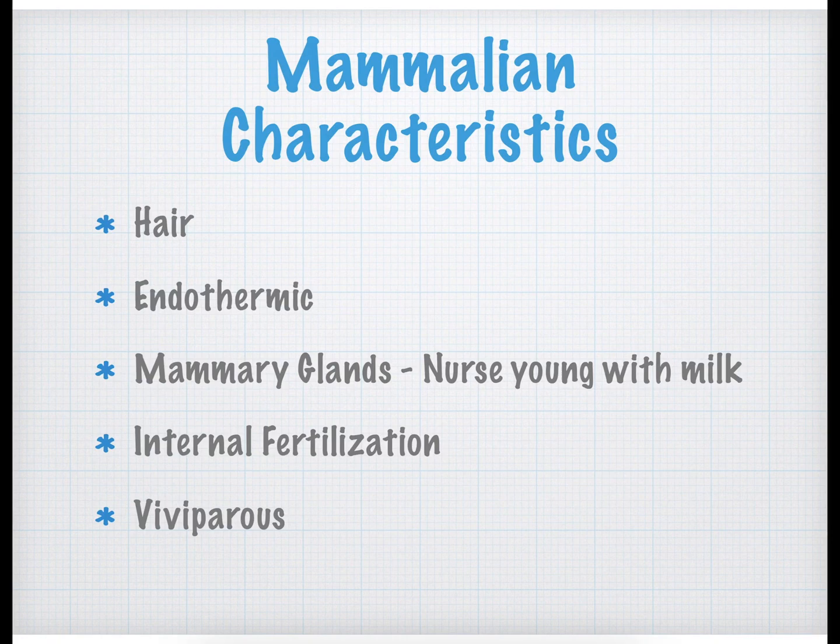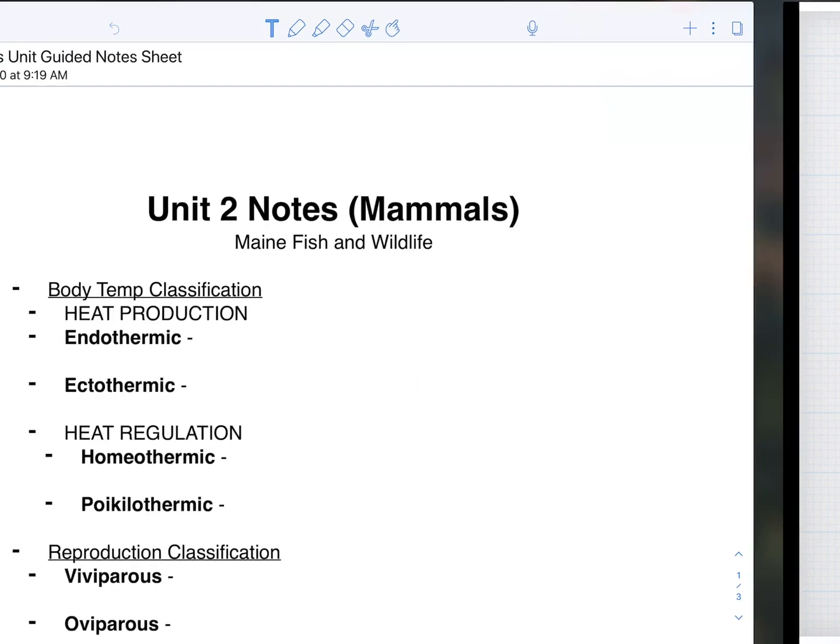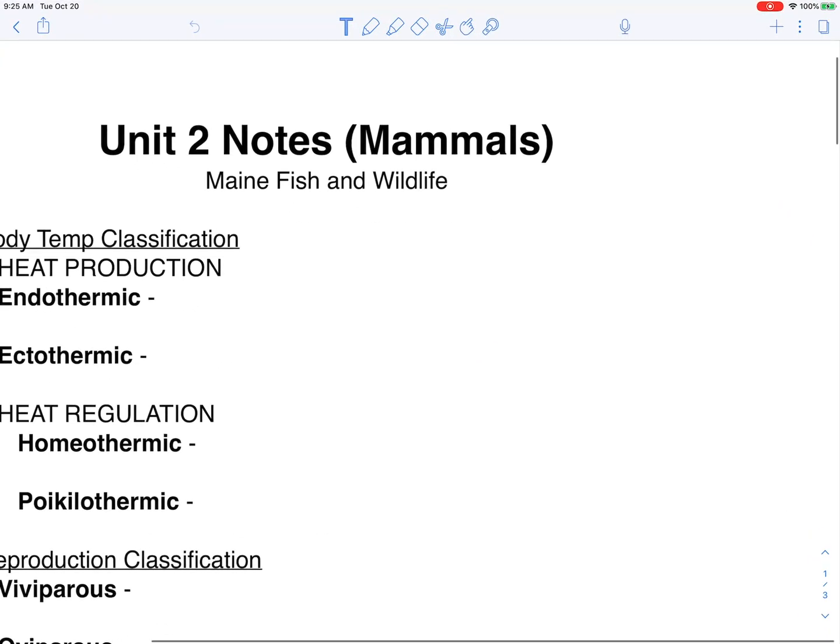Mammals, we have a fancy word there, we'll talk about more here in a minute. Mammals are endothermic. They have mammary glands, hence the name mammals. We nurse our young with milk, and that is unique to mammals. We are the only group of organisms that do that. We utilize internal fertilization, and we are viviparous, and we'll talk more about the meaning of that word in a second.